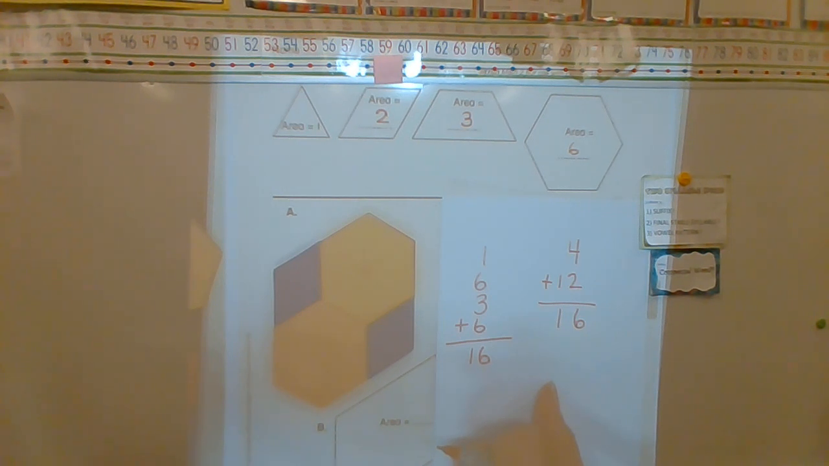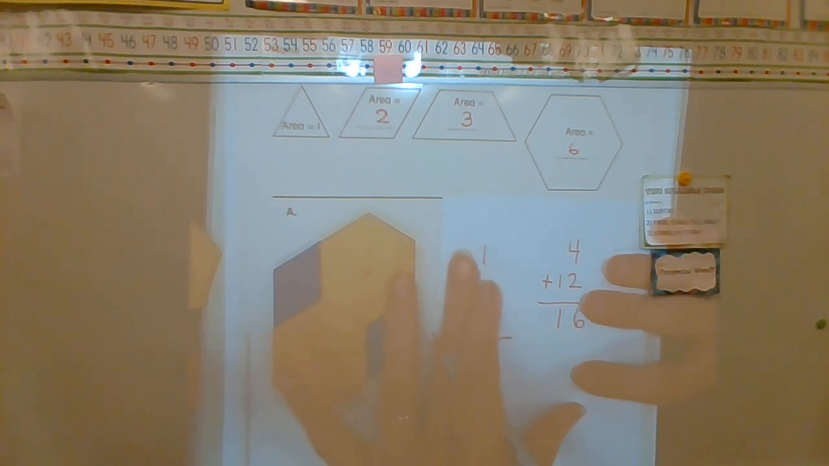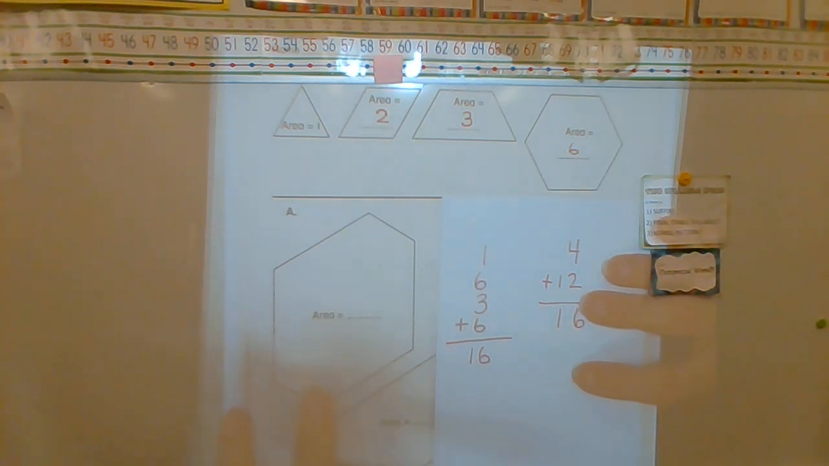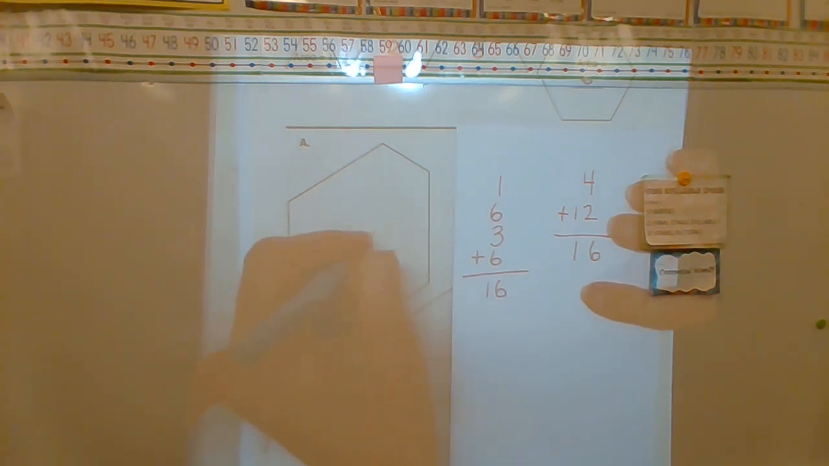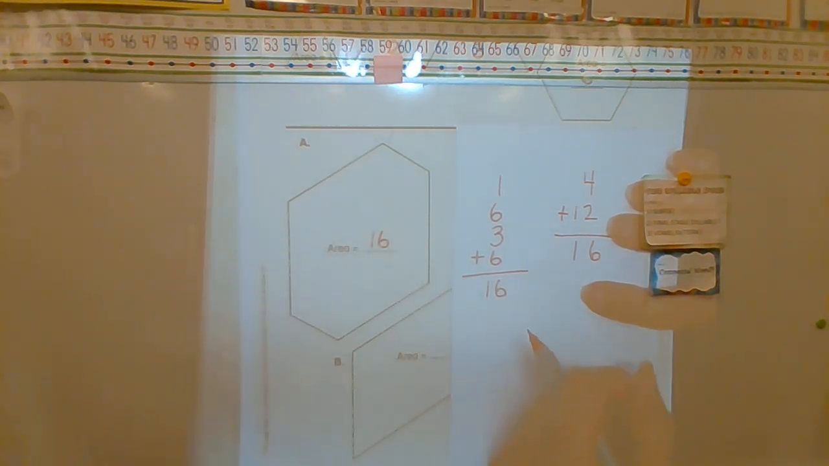Well, guess what, first grade? You can put any different combination that you can fit, and guess what? Do the pattern blocks change the shape? No, the shape always stays the same. So the area is 16.